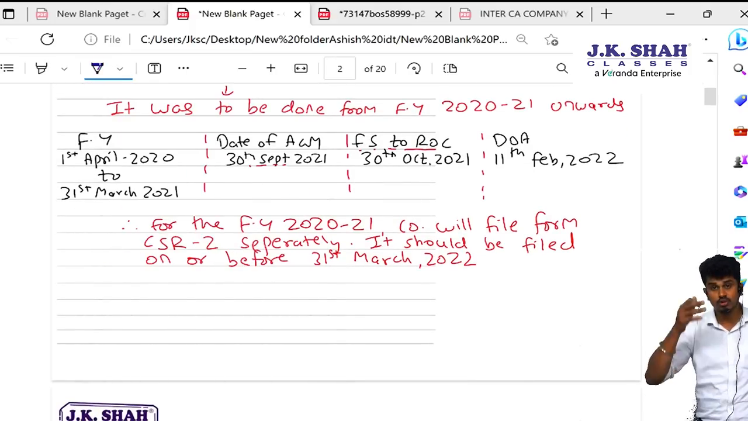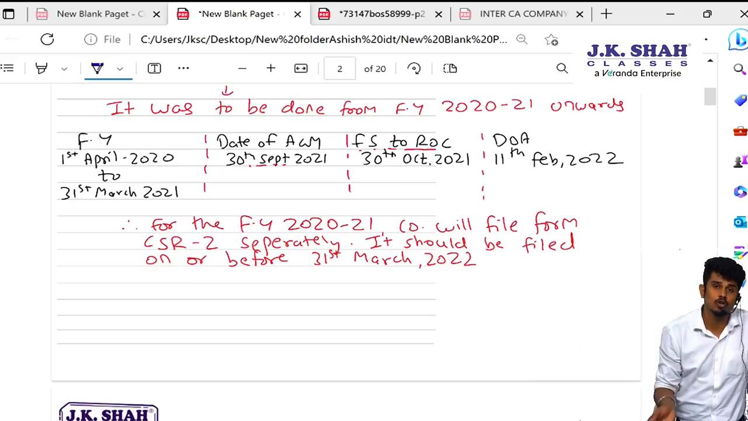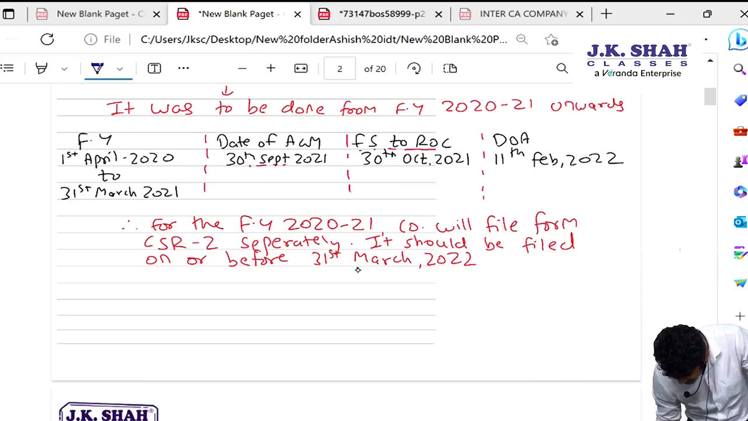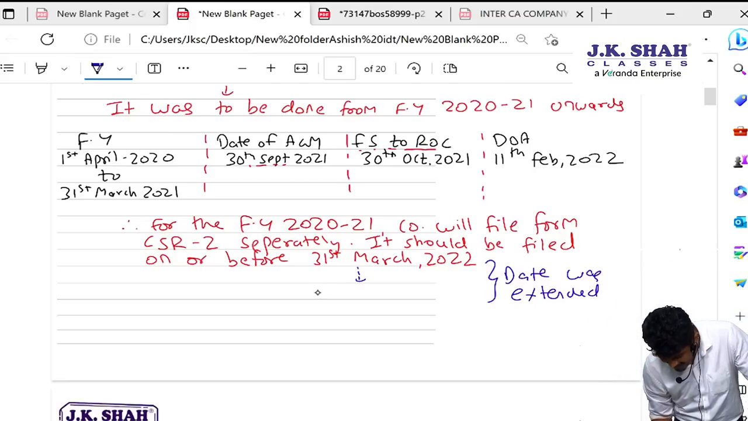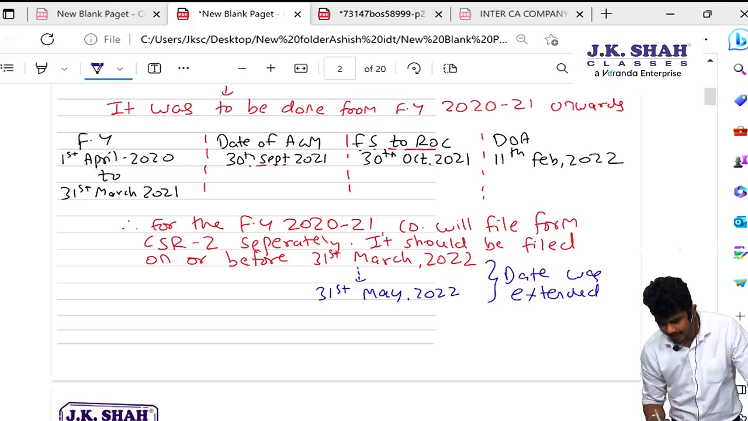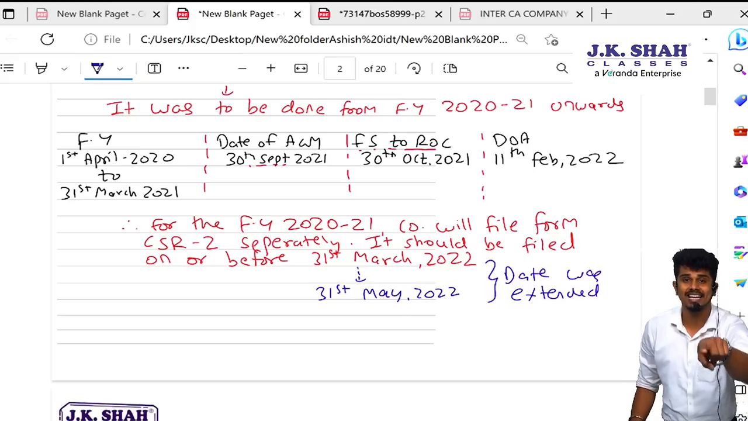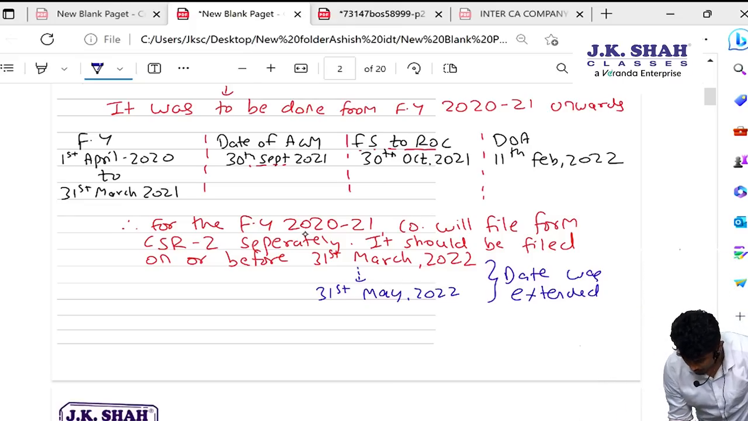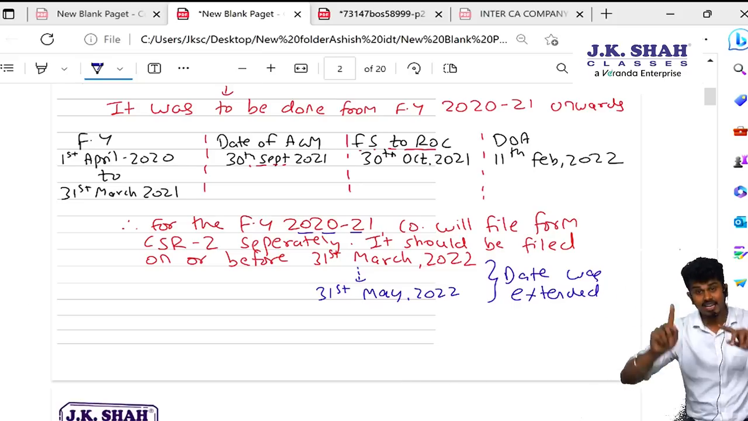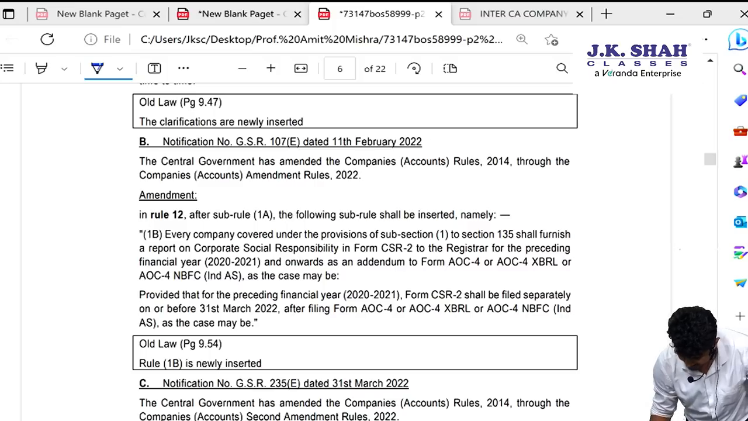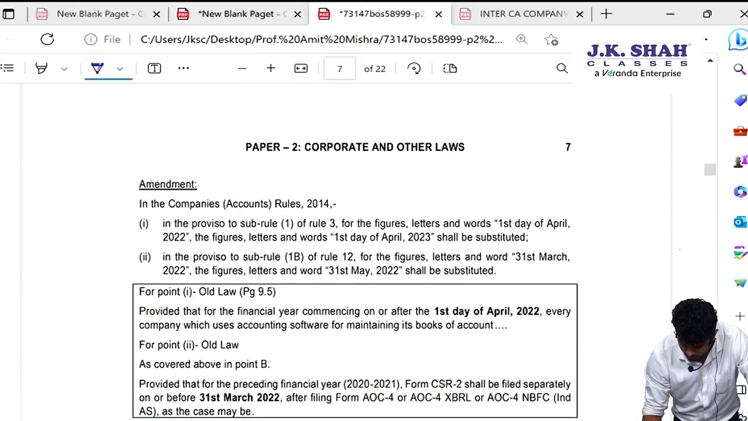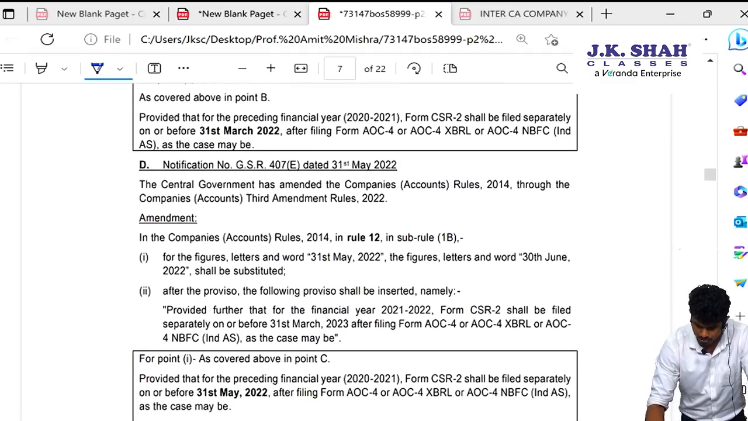Now going ahead, on 31st March 2022 they realized the time is very less to file form CSR2 for the year 2021. So the date was extended again. MCA on 31st March 2022 came with a notification and they said the date will now be extended till 31st May 2022. So they gave two more months to the companies to file form CSR2 for the financial year 2020. Simple. Again on 31st May they came and they extended the date further till 30th June 2022. I repeat, they extended the date till 30th June 2022. Yes or no?